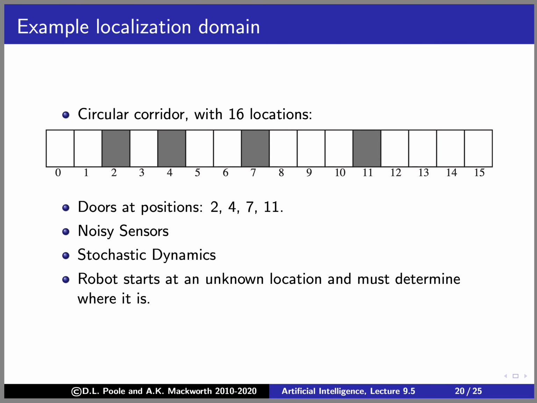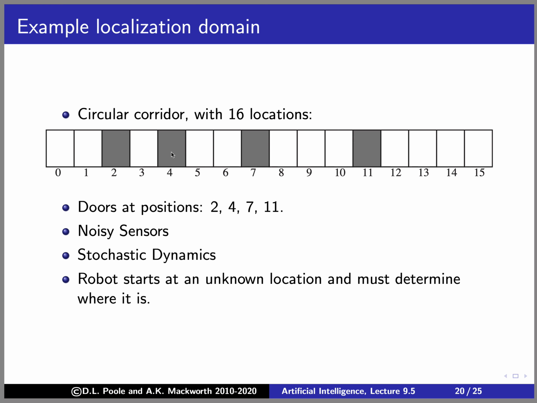Okay, so here's the example we're going to look at in class. There are doors at positions 2, 4, 7, and 11. There are 16 locations, and it loops all the way around. There are doors at certain positions, and there are noisy sensors. So that's all we know. The sensors are either going to detect a door or not a door.